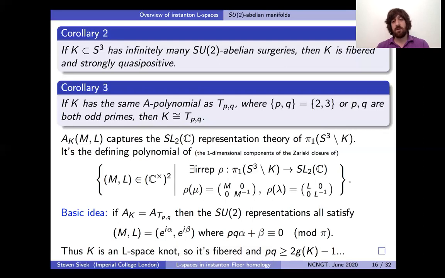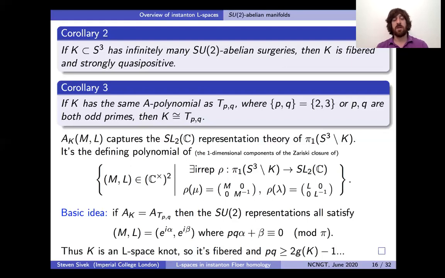And then we just throw in some geometric arguments. We know it can't be hyperbolic. It has to be a satellite knot. Since it's a satellite knot that's fibered, we know something about the pattern and the companion and so on. And without too much extra work, it falls into place. So those are some applications of this result.